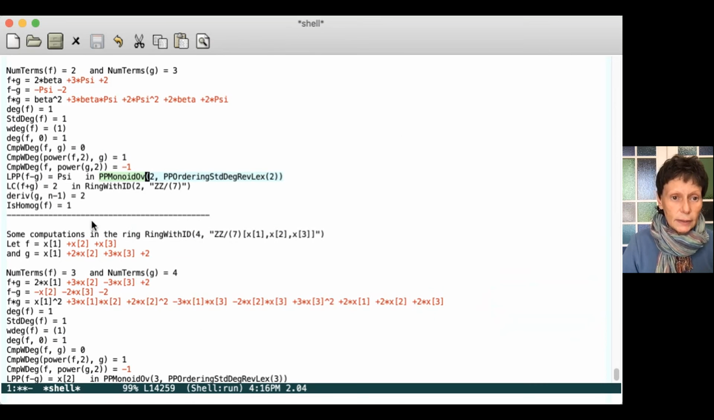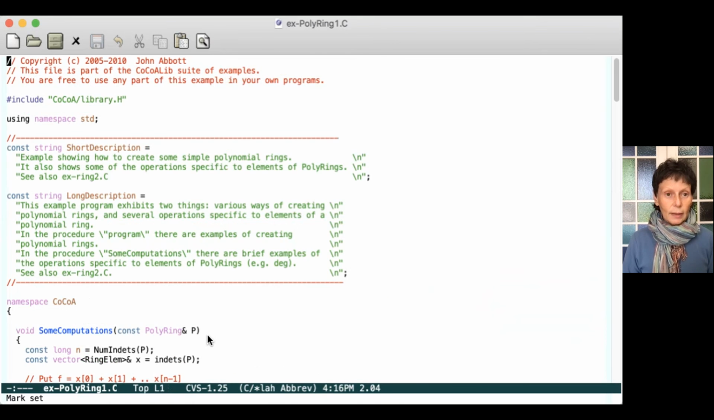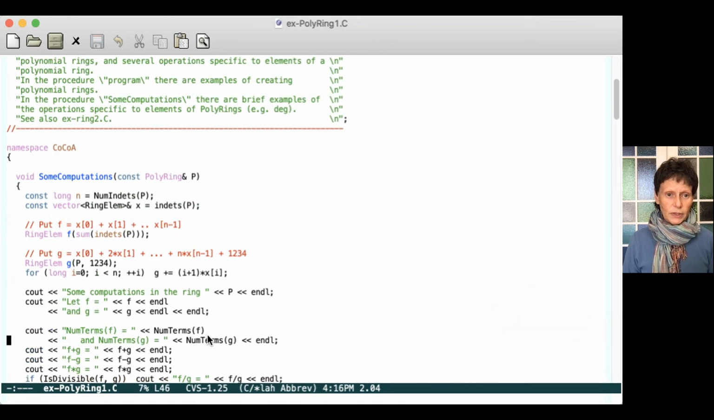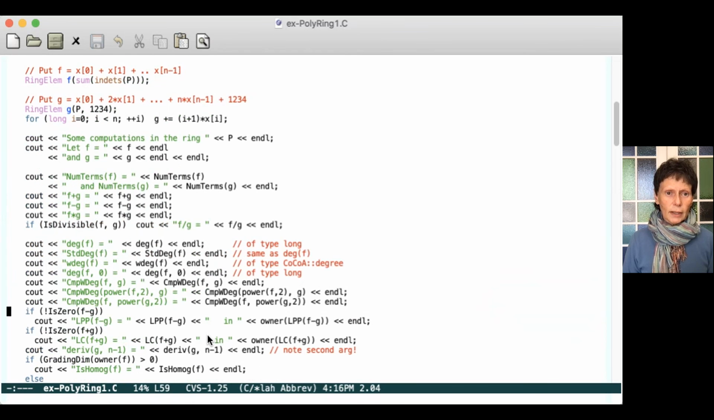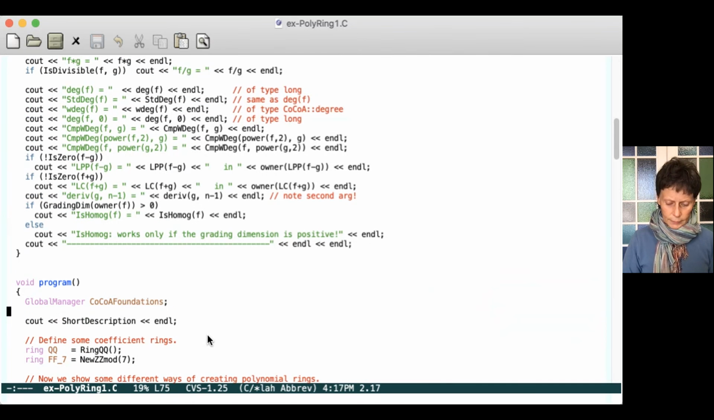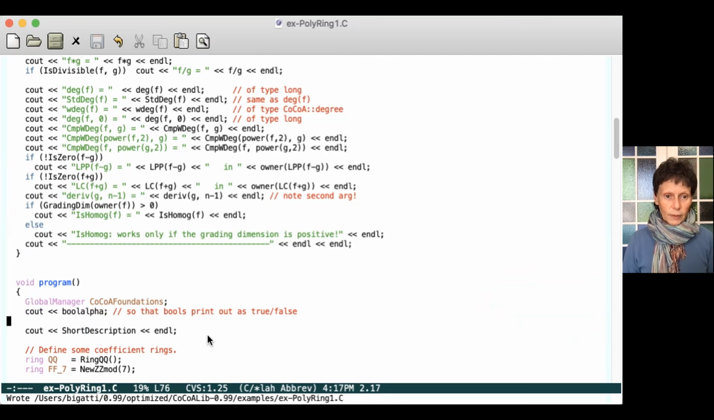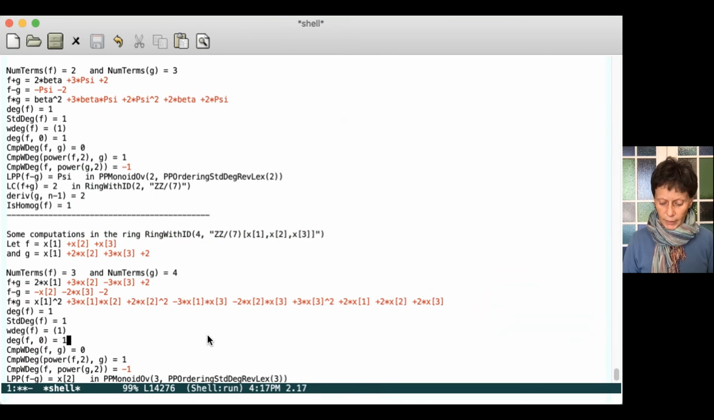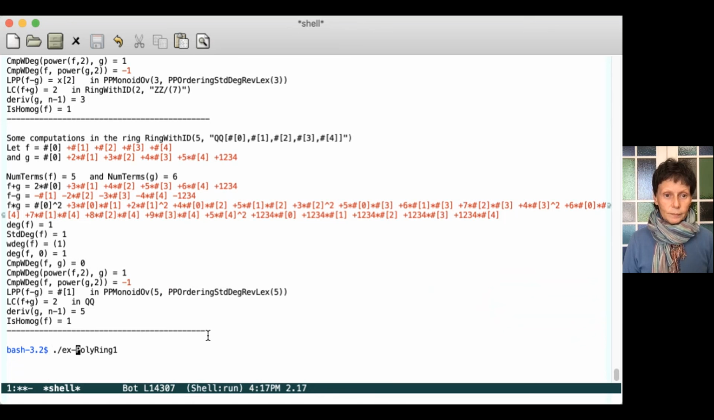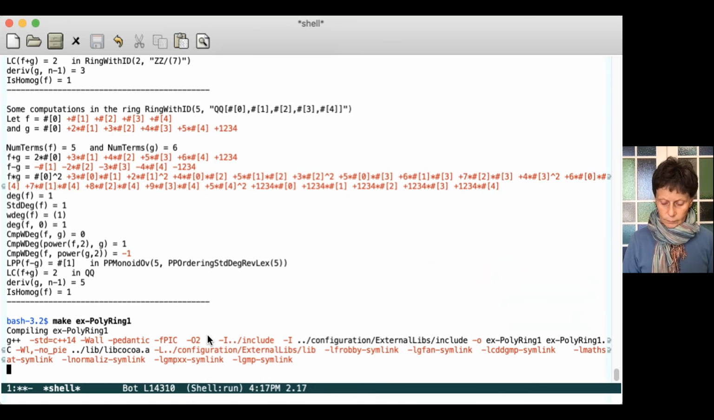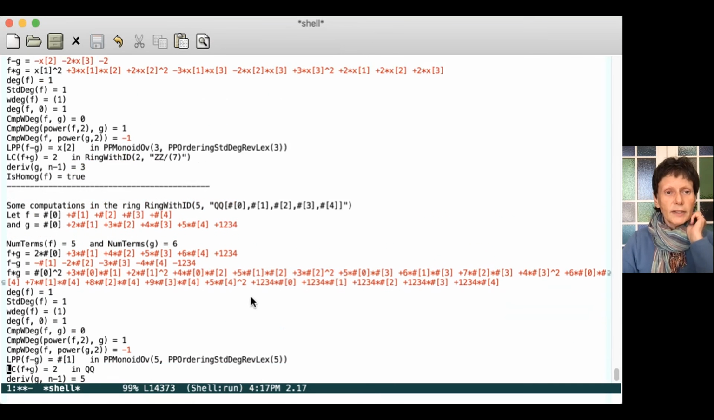And isomod, okay, I suppose that even here we don't have, sorry, the booleans printed as booleans, so I can fix it. Okay, and I recompile it. Compiled. Okay, here it is.